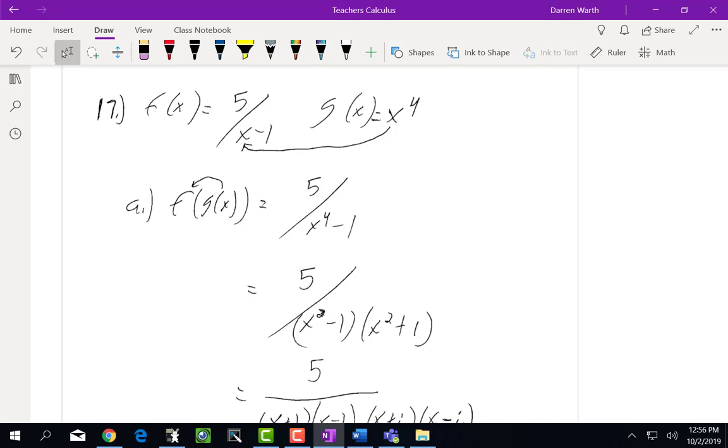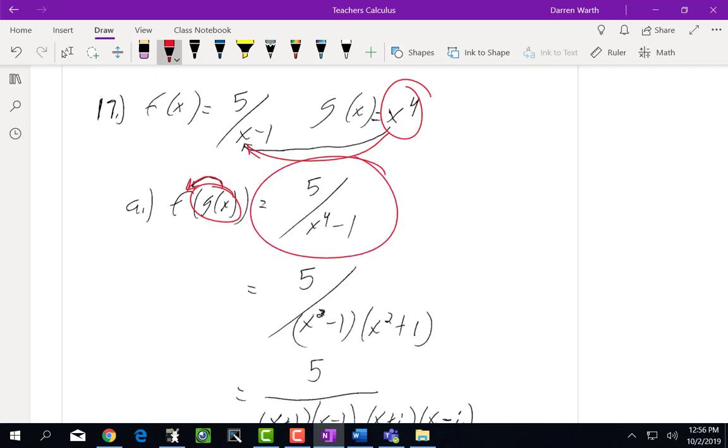On number 17, it gives us this equation. It says that f of x is going to equal 5 all over x minus 1. And then it gives us the other equation, g of x equals x to the 4th. It says find f of g of x. So to find f of g of x, remember the definition is I'm going to substitute my g equation into my f equation.